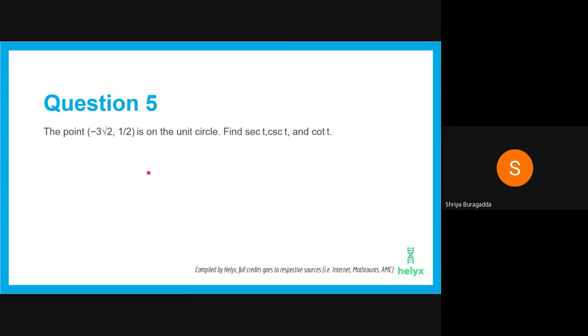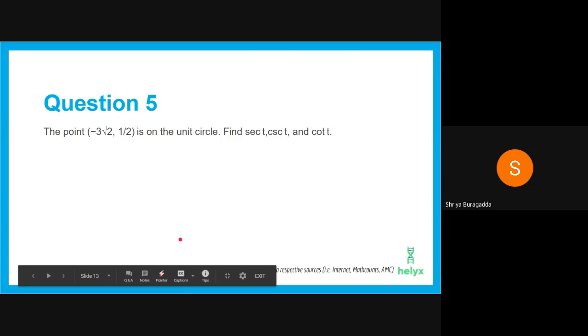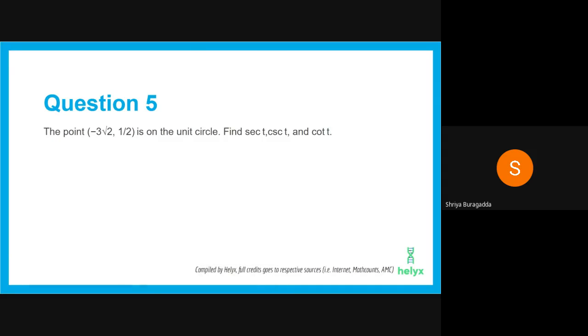Okay, this one gives you a point and it's asking you to find the secant of t, the cosecant of t, and the cotangent of t. And t is referring to the angle, the initial angle. I'll give you guys 3 minutes on this one since it's asking for 3 trig functions.